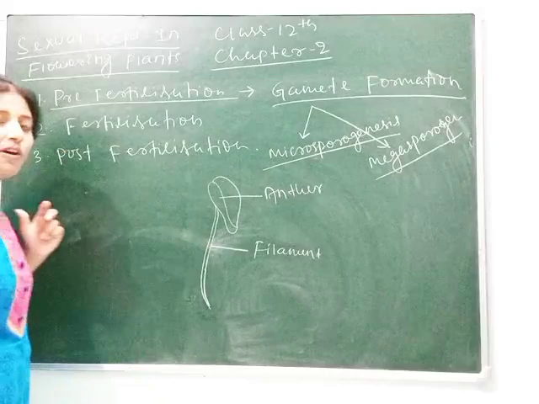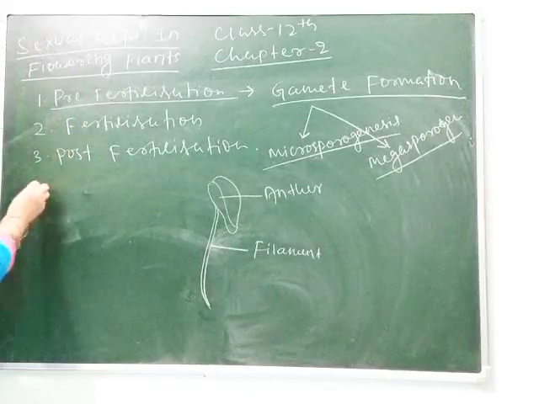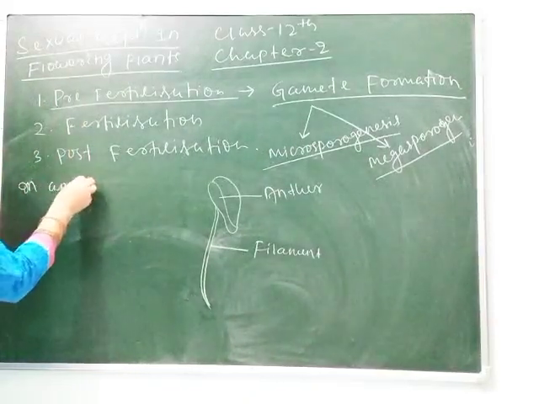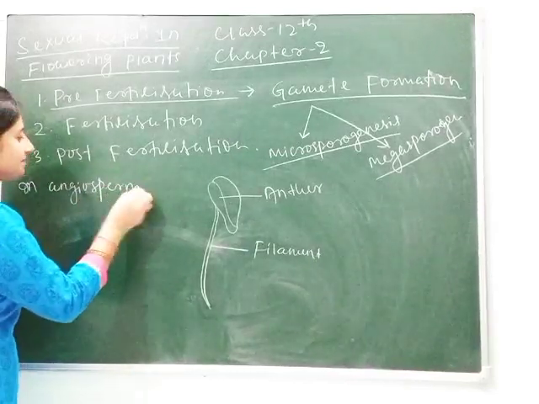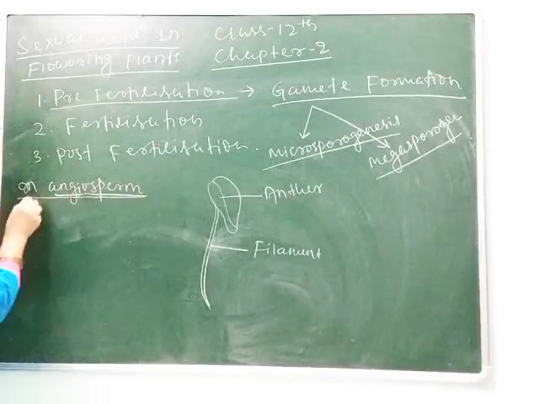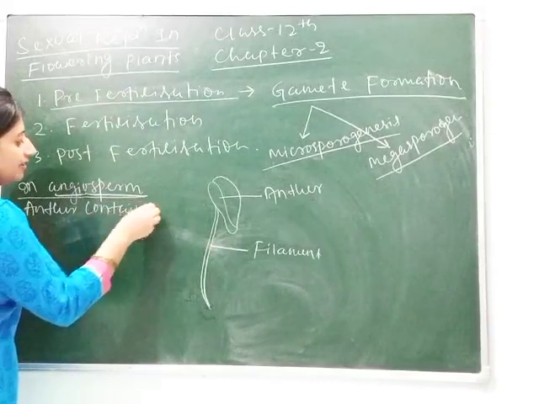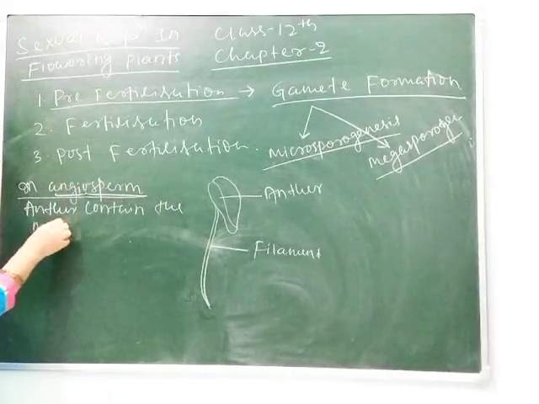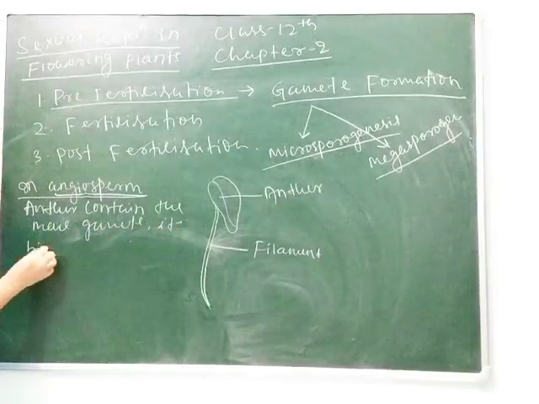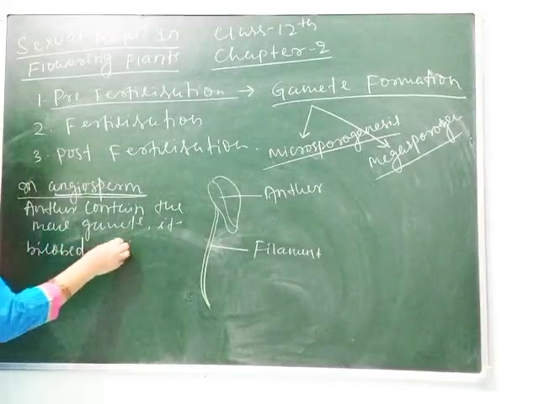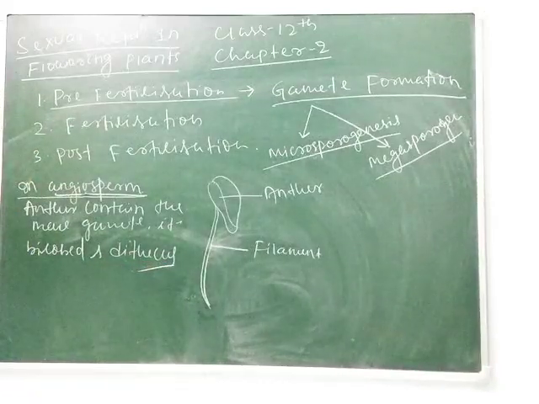In angiosperms, the anther is bilobed and dithecous. Angiosperms are the highest plant species in the world. The anther contains the male gamete, and it is bilobed and dithecous. What does bilobed and dithecous mean?